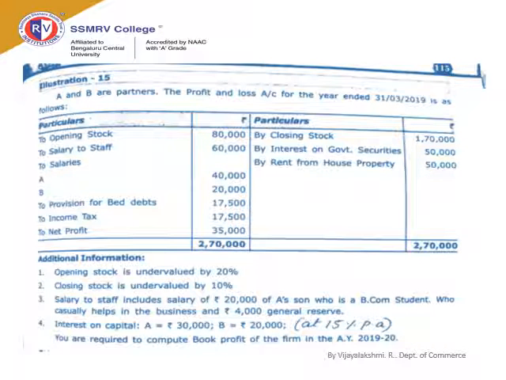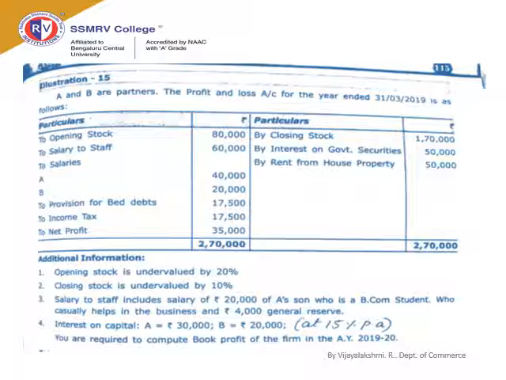Here is the next problem for you. The speciality of this problem is we have two additional items. One is undervaluation of opening stock. The other one is undervaluation of closing stock. As usual, you will be given the P&L account from which you have opening stock, salary to staff, salary of A and B, provision for bad debts, income tax, net profit. Credit side, you have closing stock, interest on government securities, rent from house property.